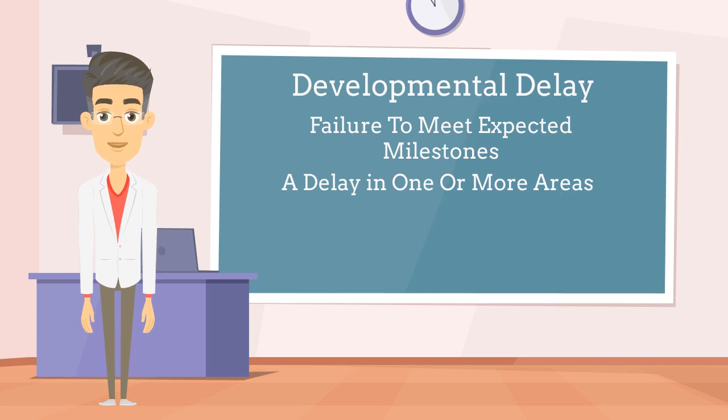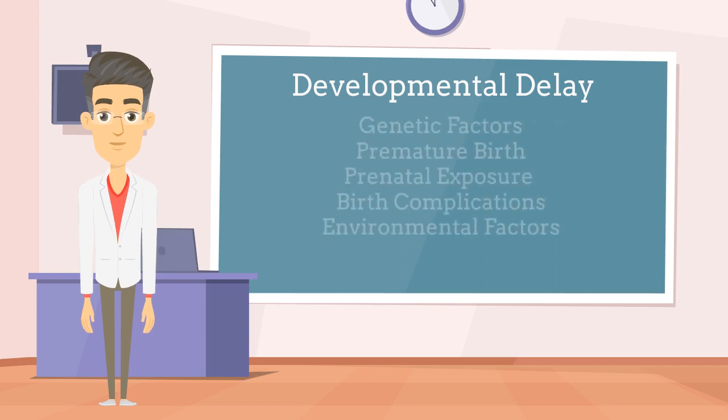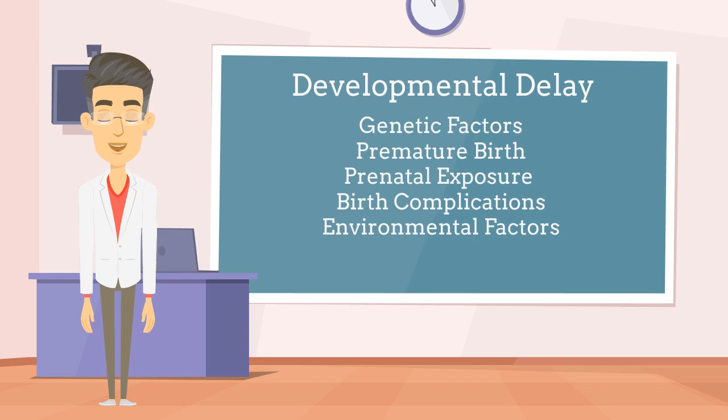Global developmental delay is a term used to describe a significant delay in multiple areas of a child's development, unlike specific developmental delays that may affect only one aspect, such as language development or social skills. The causes of developmental delays can be diverse and may include genetic factors, premature birth, prenatal exposure to toxins or infections, birth complications, environmental factors, or unknown reasons.